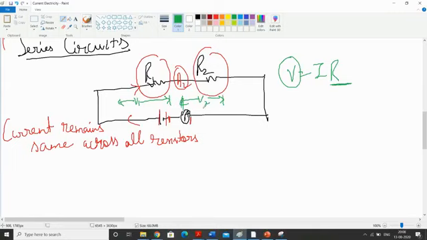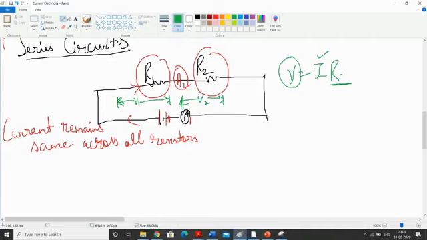What is the relation between V1 and V2, and how can we use them to find the equivalent resistance? That's what we are going to discuss. V1 and V2 will be different because V is equal to IR; I is the same, but R is different. That's why V will be different. So V1 and V2 will be different.